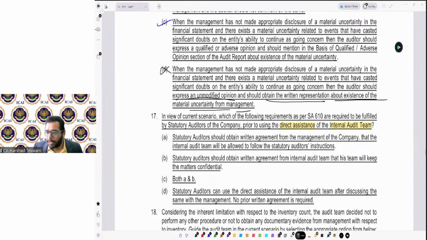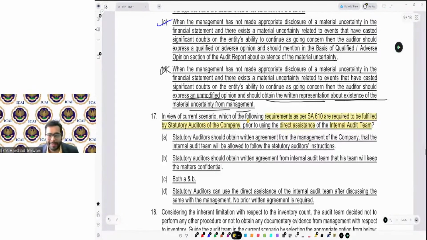Okay, let us see the answer. Now, in the question, what is asked? Which of the following requirements as per SA 610 are required to be fulfilled by statutory auditors of the company prior to using the direct assistance of the internal audit team?